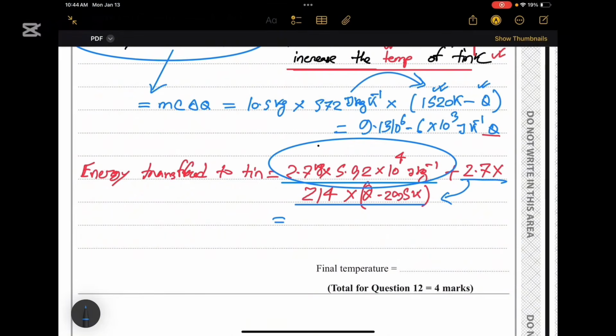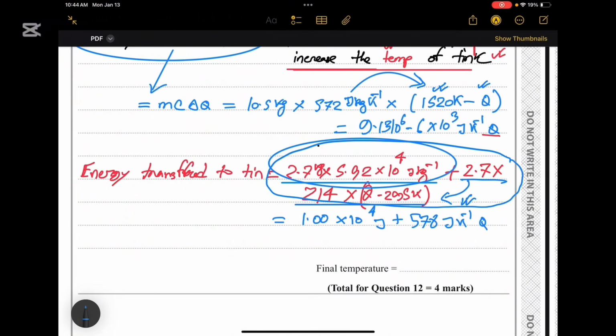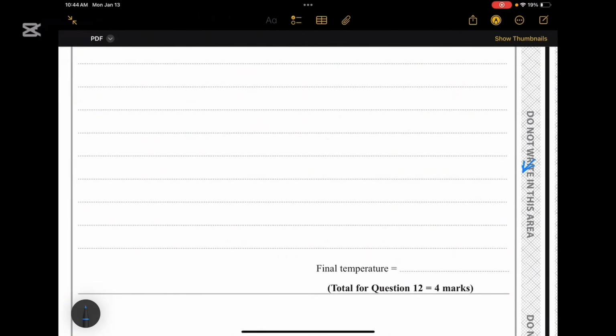This comes as... actually we can do the whole thing together. After doing the whole thing together, what we will get is 1.00 × 10^4 joule plus 578 joule per Kelvin theta. This is the value that we will get after adding these two values.